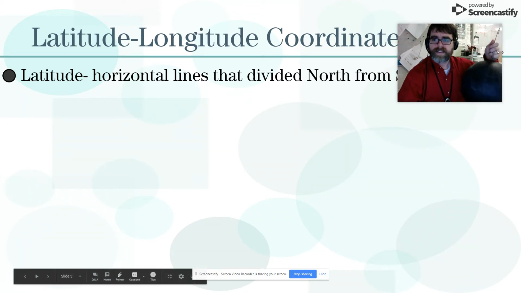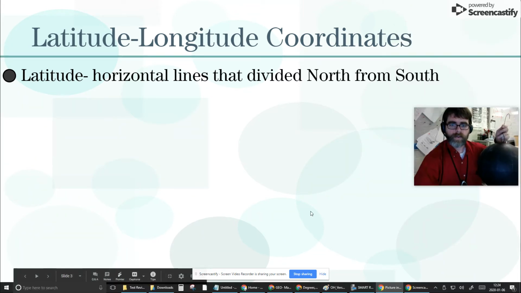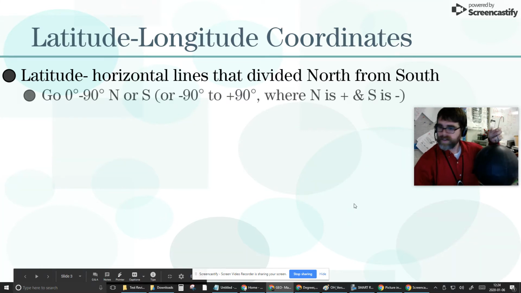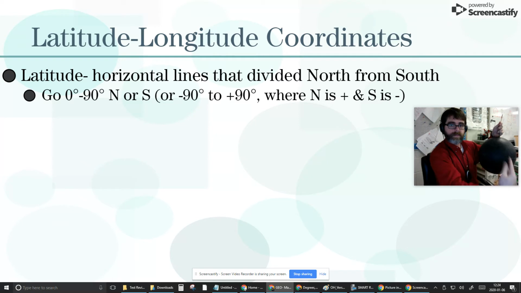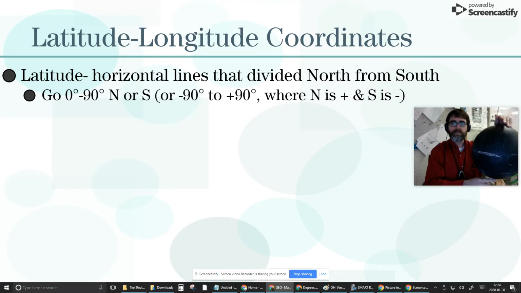But latitude lines are horizontal lines that end up dividing north from south. However, because they go horizontal, they divide the opposite direction. This is what causes a lot of confusion. They go from the 0-degree mark, which is set at the equator. It makes sense to set a mark there because we're exactly halfway between the poles there along perpendicular to the axis of rotation. So we define this as 0 degrees, and then we go north or south.